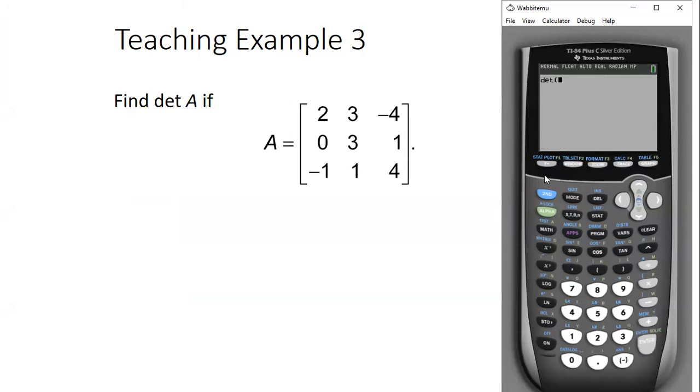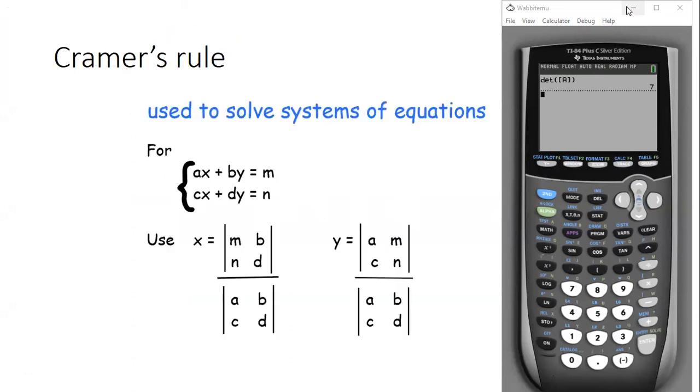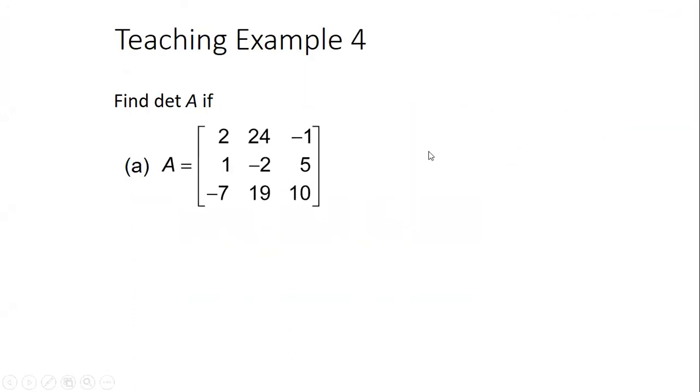There's the determinant. I'm going to go back to my matrix, and I'm going to select the matrix I created. So now I'm going to click enter, and it's going to tell me the determinant of matrix A is 7. Okay, now that's how it would be done in the calculator. And it's pretty straightforward. No matter how large it gets, it would be done in the calculator.